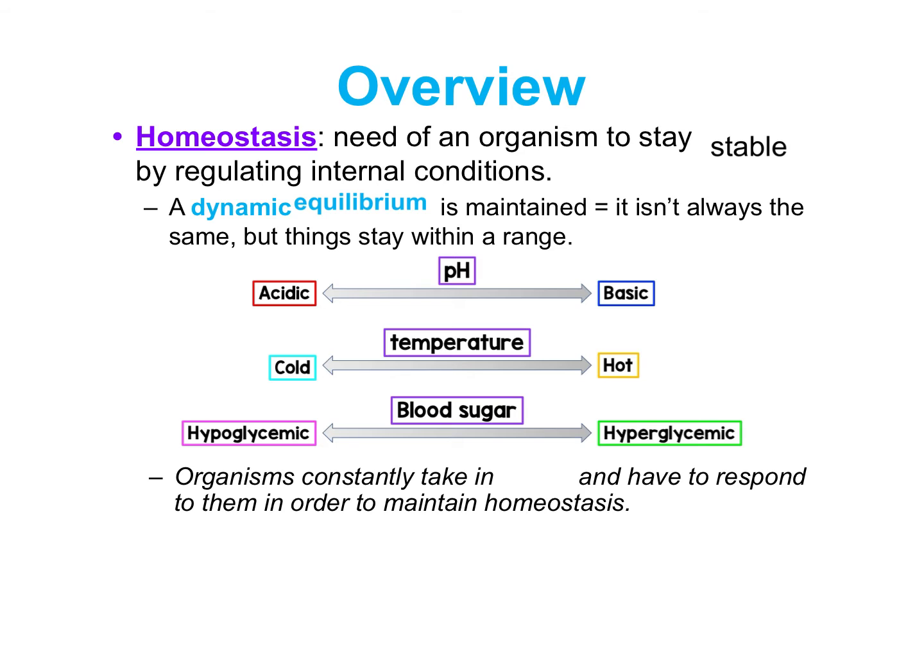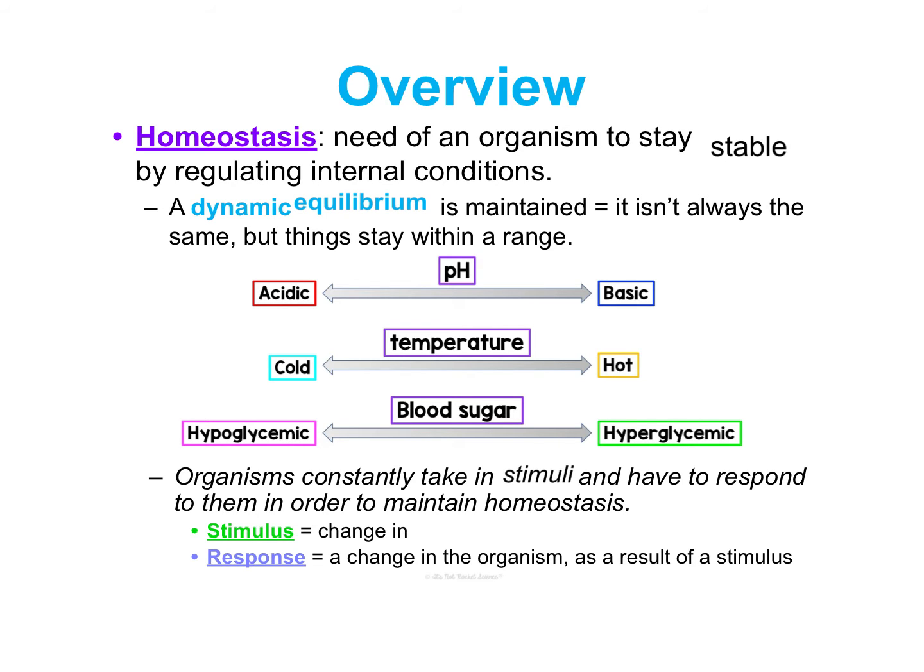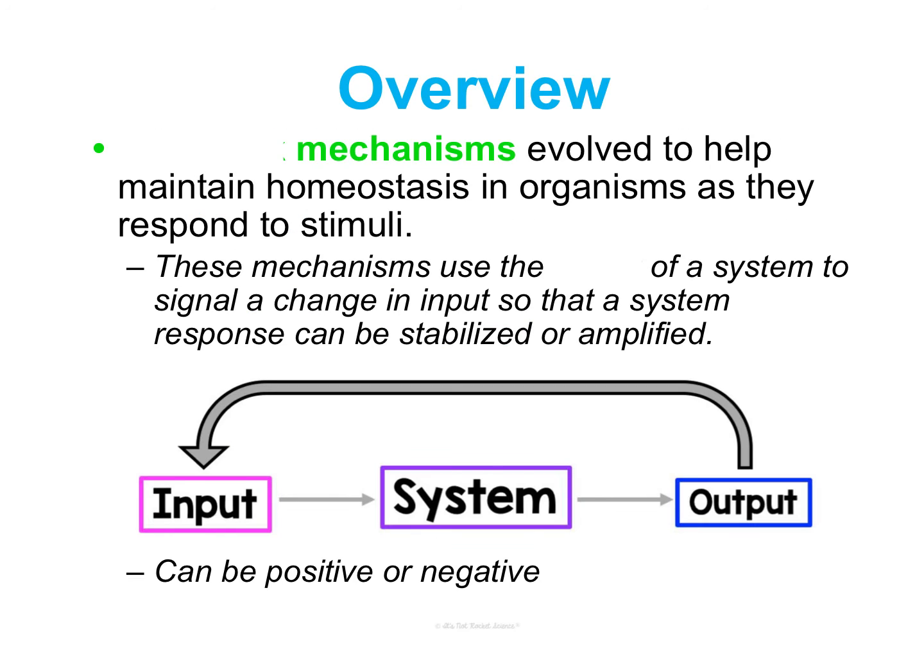So as an organism, we are constantly taking in stimuli and have to respond to these stimuli in order to maintain homeostasis. If we look at this, a stimulus is a change in our environment, and the response is a change in the organism as a result of a stimulus. So as we're maintaining homeostasis, we will often see what are called feedback mechanisms. And these mechanisms evolve to help maintain homeostasis in organisms as we respond to stimuli.